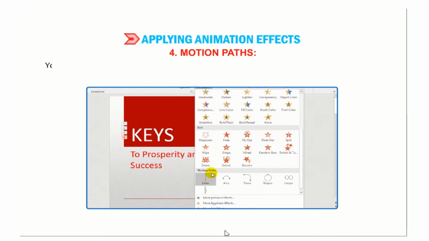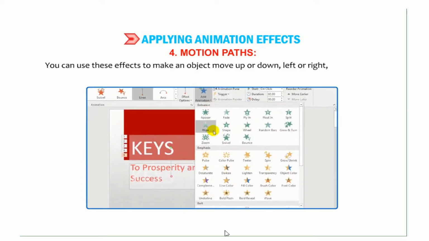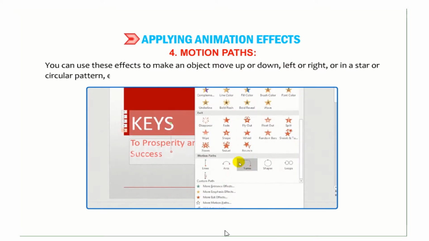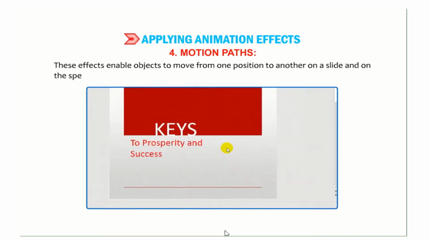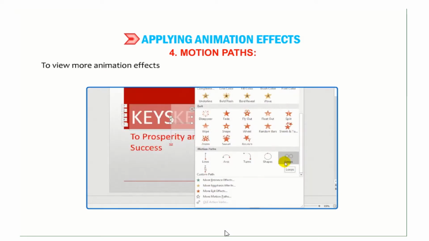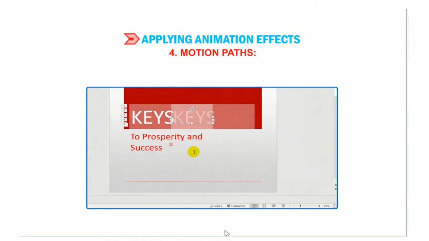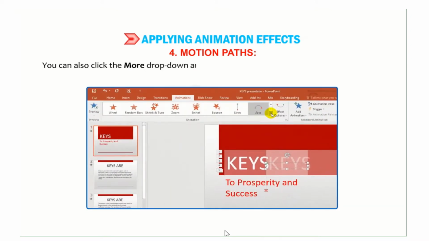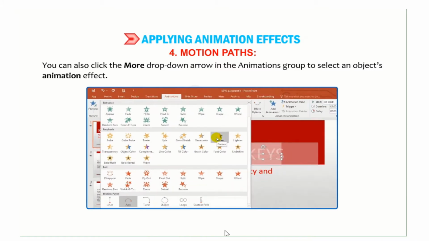Motion paths. You can use these effects to make an object move up or down, left or right, or in a star or circular pattern, etc. These effects enable objects to move from one position to another on a slide and on a specific path during the slideshow. To view more animation effects of each category, select the desired option available at the bottom of the Add Animation drop-down menu. You can also click the More drop-down arrow in the Animations group to select an object's animation effect.